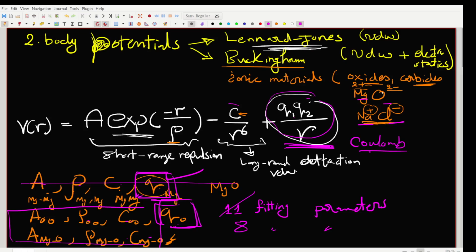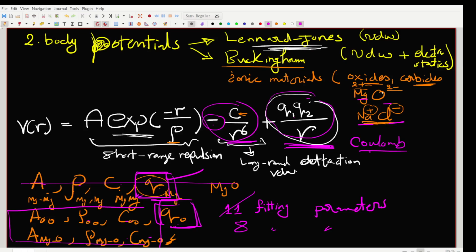And in fact, this term is also negative because C is always a positive constant. So this will be negative. So this is always attractive. And in fact, as we go to infinity, to 0, C over R to the power 6 with a negative sign will give you negative infinity.